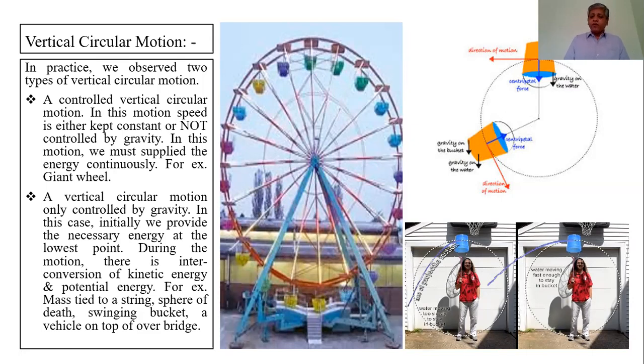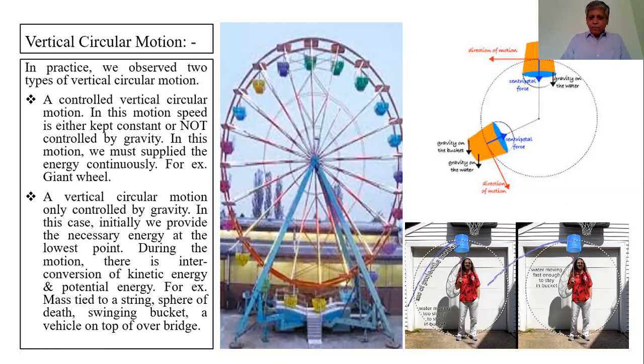Also, due to the inertia, the water can stay in the bucket. These are the two causes of the water staying in the bucket, as can be seen here. Now we study the vertical circular motions which are fully controlled by gravity in the next two examples.